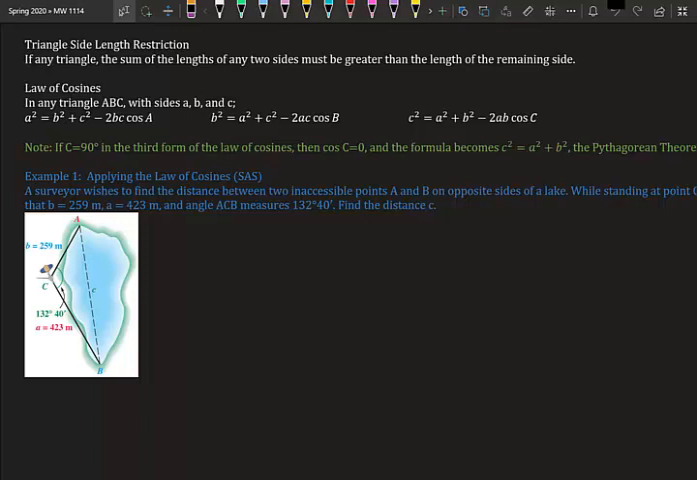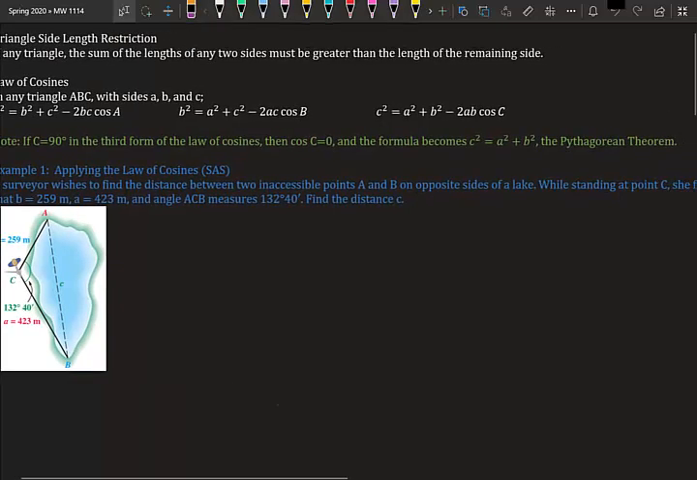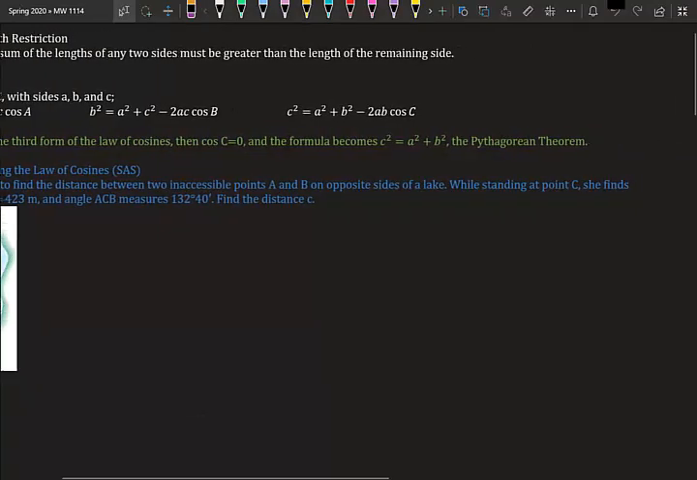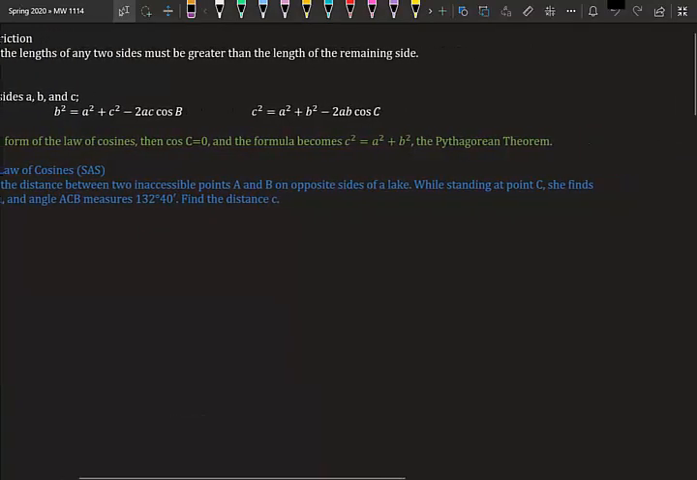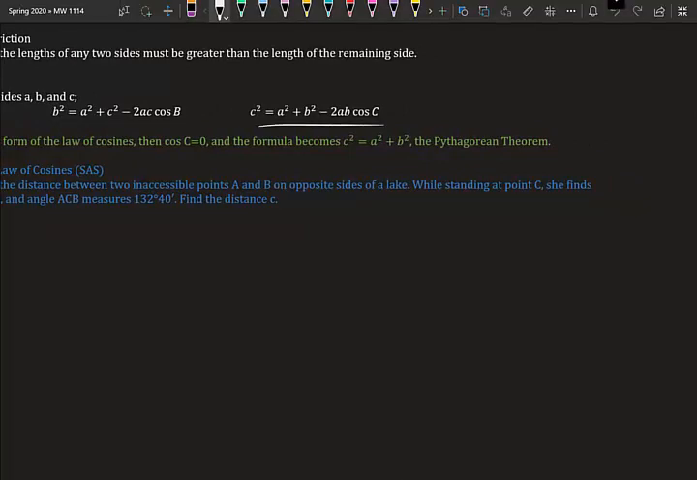Law of cosines. In any triangle ABC with sides A, B, C, we have three laws of cosines. If we're trying to find side A, we can use this law. If we're trying to find side B, we can use this law. If we're trying to find side C, we can use this law. We could also use the laws to find our angle, because that's what cosine A, cosine B, cosine C mean. They mean angles. If C is 90 degrees in the third form of the law of cosines, then cosine C equals 0, and the formula becomes C squared equals A squared plus B squared, and that's the Pythagorean theorem. So, we're talking about that one right there.